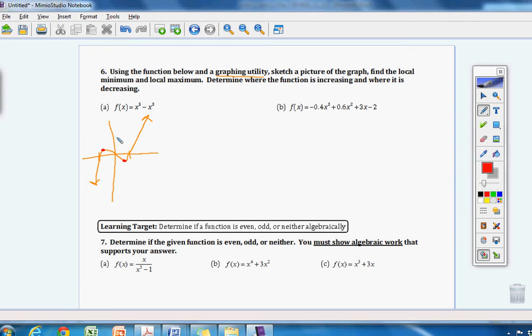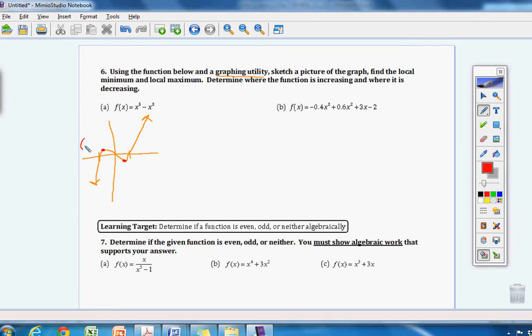So I need to now use the Inspire, and once you're in the graph, you're going to go to Menu, Analyze Graph, pick Maximum or Minimum. For your lower bound, you want to go from the left, hit Enter, to the right, hit Enter, and then this location is going to pop up.